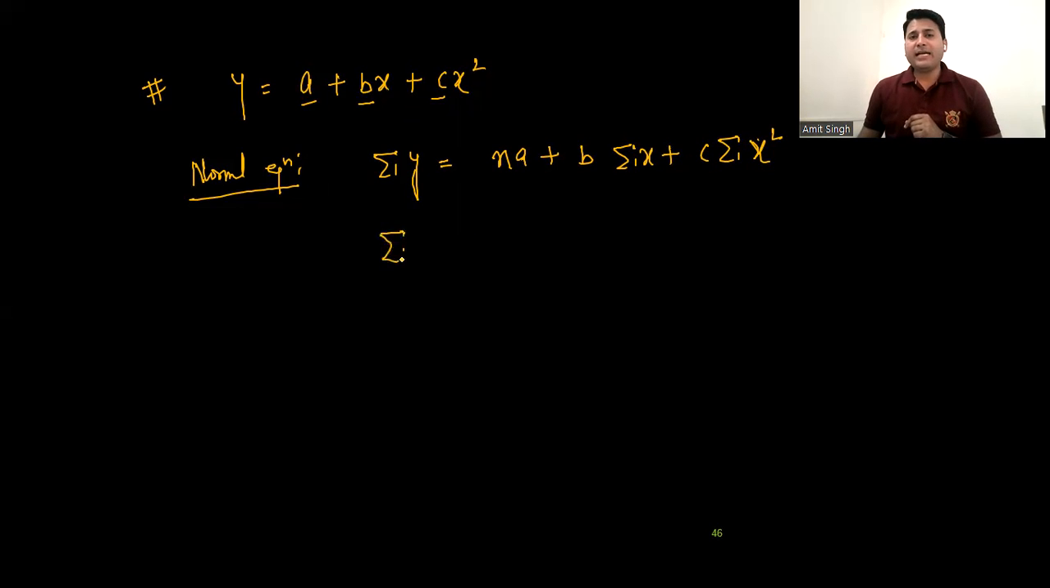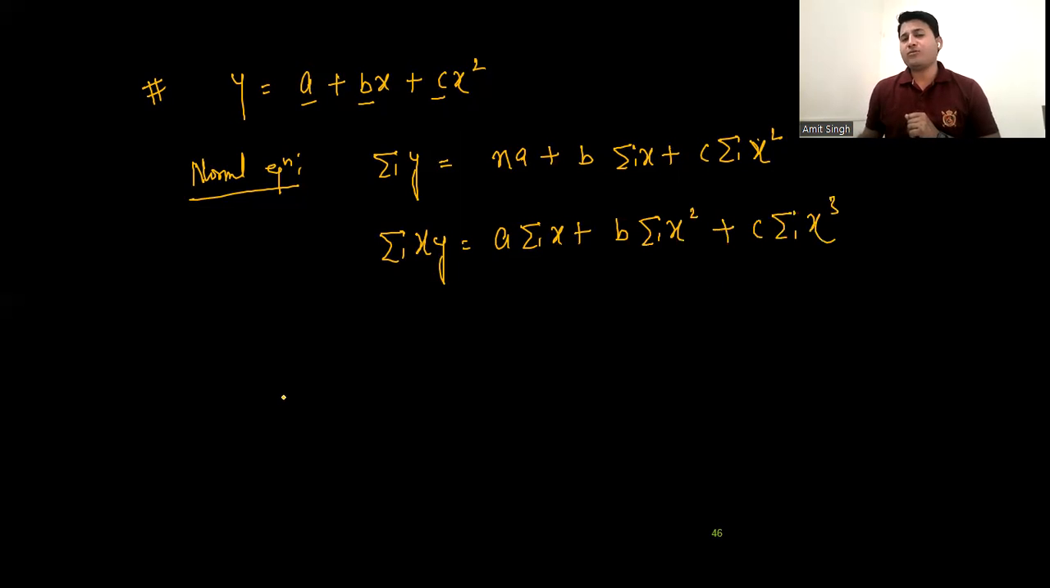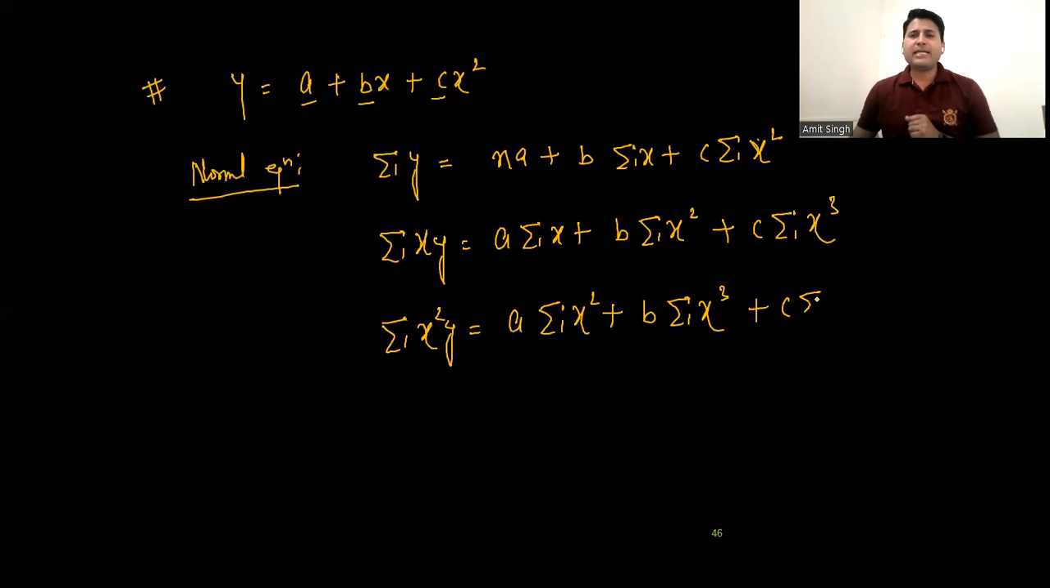Now multiply by the independent variable x. So summation xy equals a into summation x plus b into summation of x square plus c into summation of x cube. This is the second normal equation. Since there are 3 constants, we need 3 normal equations. One more time multiply by x. So summation x square y equals a into summation x square plus b into summation x cube plus c into summation x to the power 4. So these are the 3 normal equations.